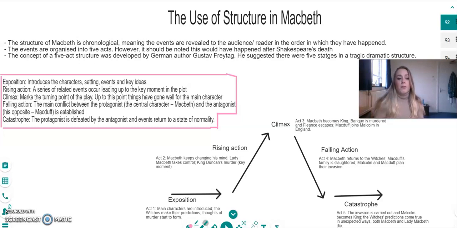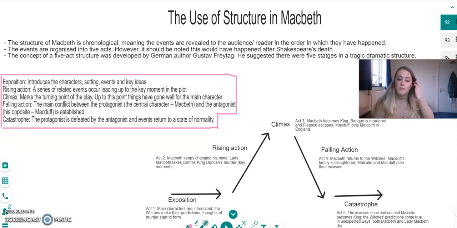After that, we have the falling action. The falling action is where the main conflict between the protagonist and the antagonist is established. So in this case, Macbeth, the central character, and his opposition, Macduff, their conflict is really developed and builds up, if you will. And that eventually leads to the catastrophe. Now, the protagonist is then defeated by the antagonist and the events return to a state of normality. That is what the catastrophe means.